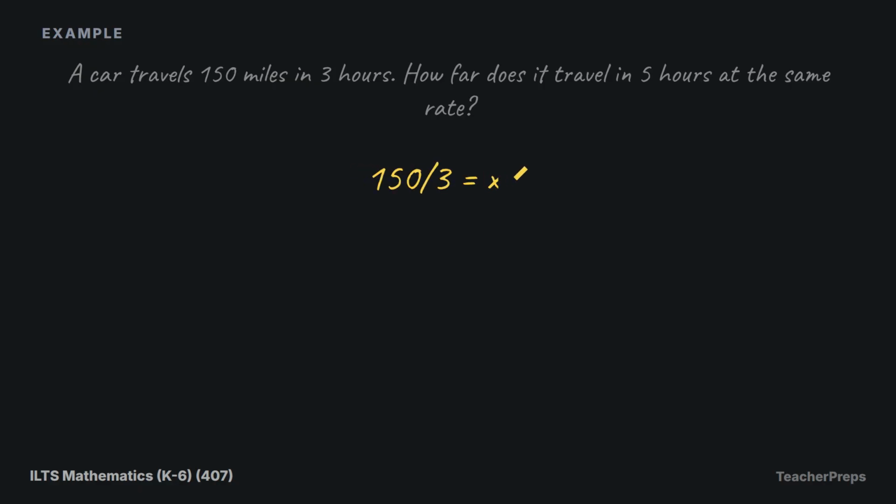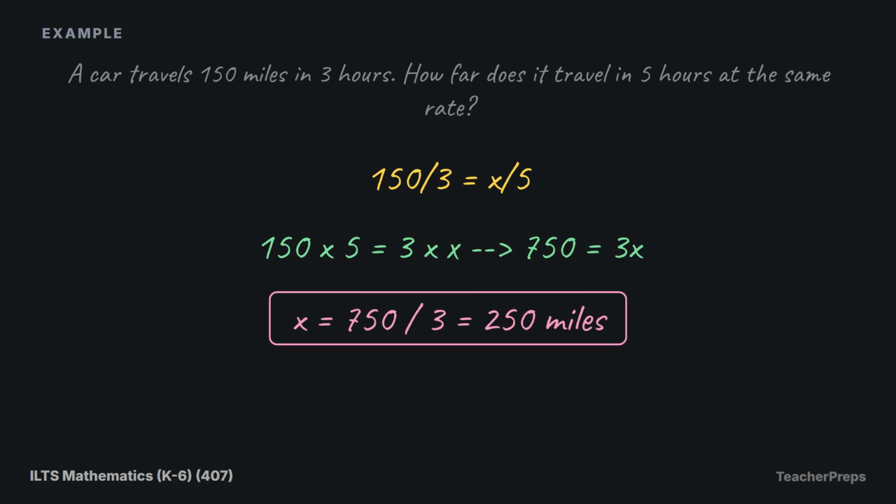Set up the proportion so both ratios compare miles to hours consistently. Apply the cross products property. Multiply diagonally across the equal sign. Divide both sides by 3 to isolate x, and get the answer.